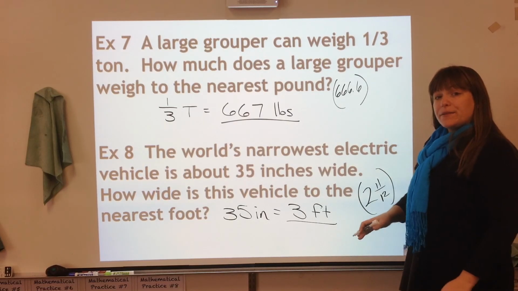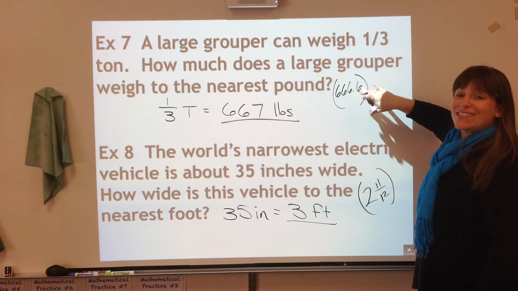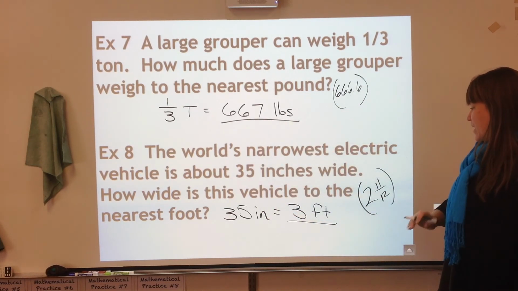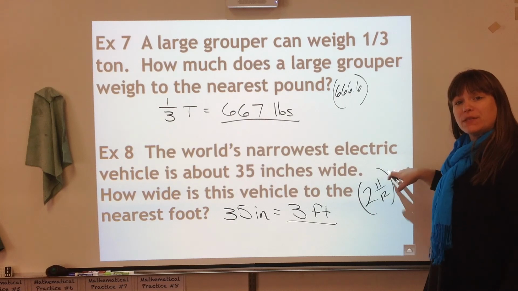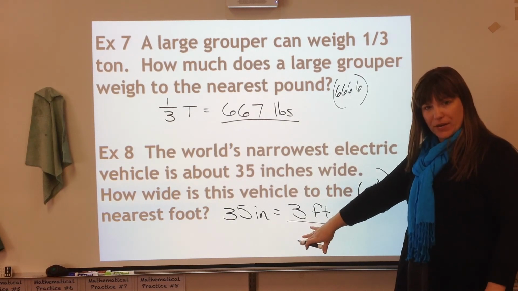So at the very end of doing this problem, I ended up with 666 6/10, which I bumped up to 667. And for number 8, I got 2 with a remainder of 11. So that was the mixed number 2 and 11/12, which is close to 3. Those were your answers.